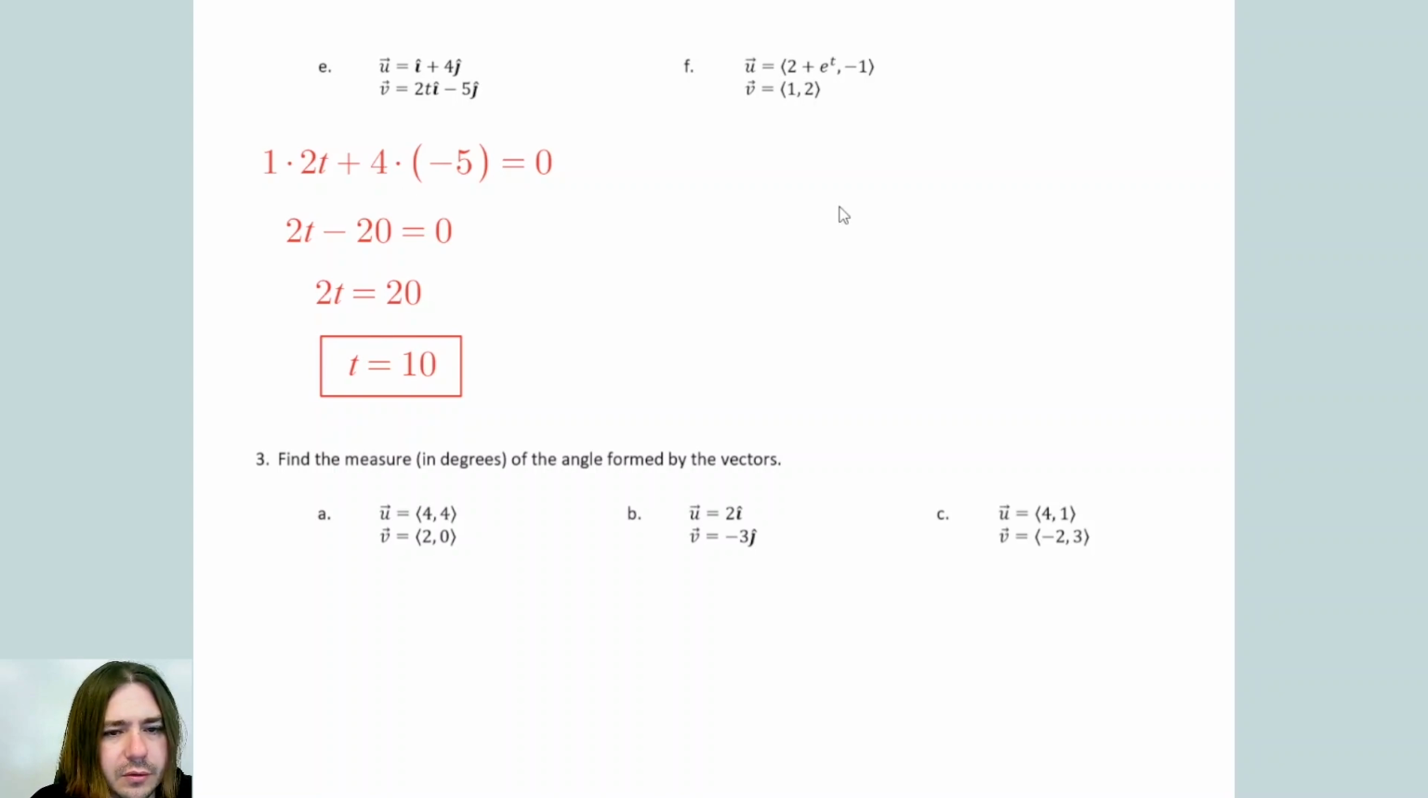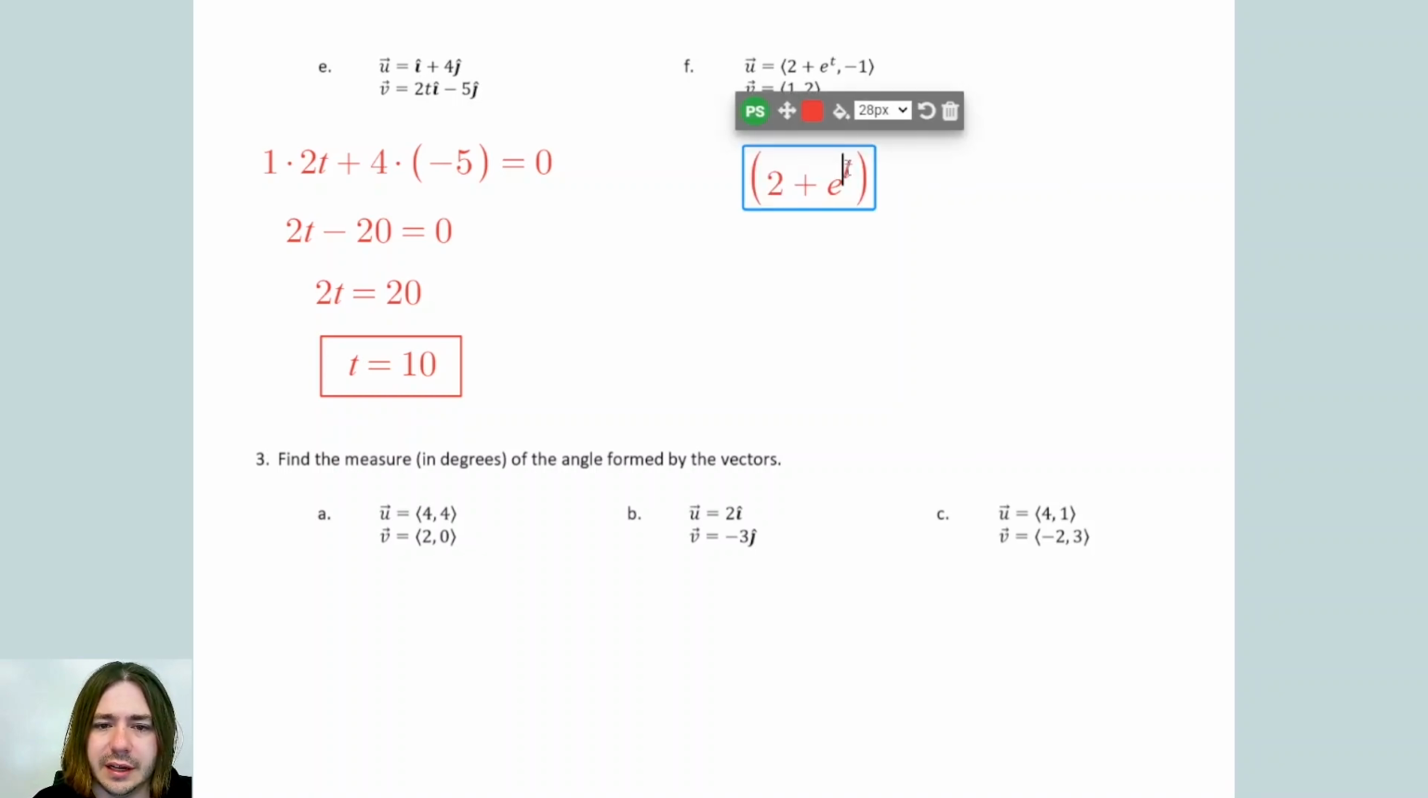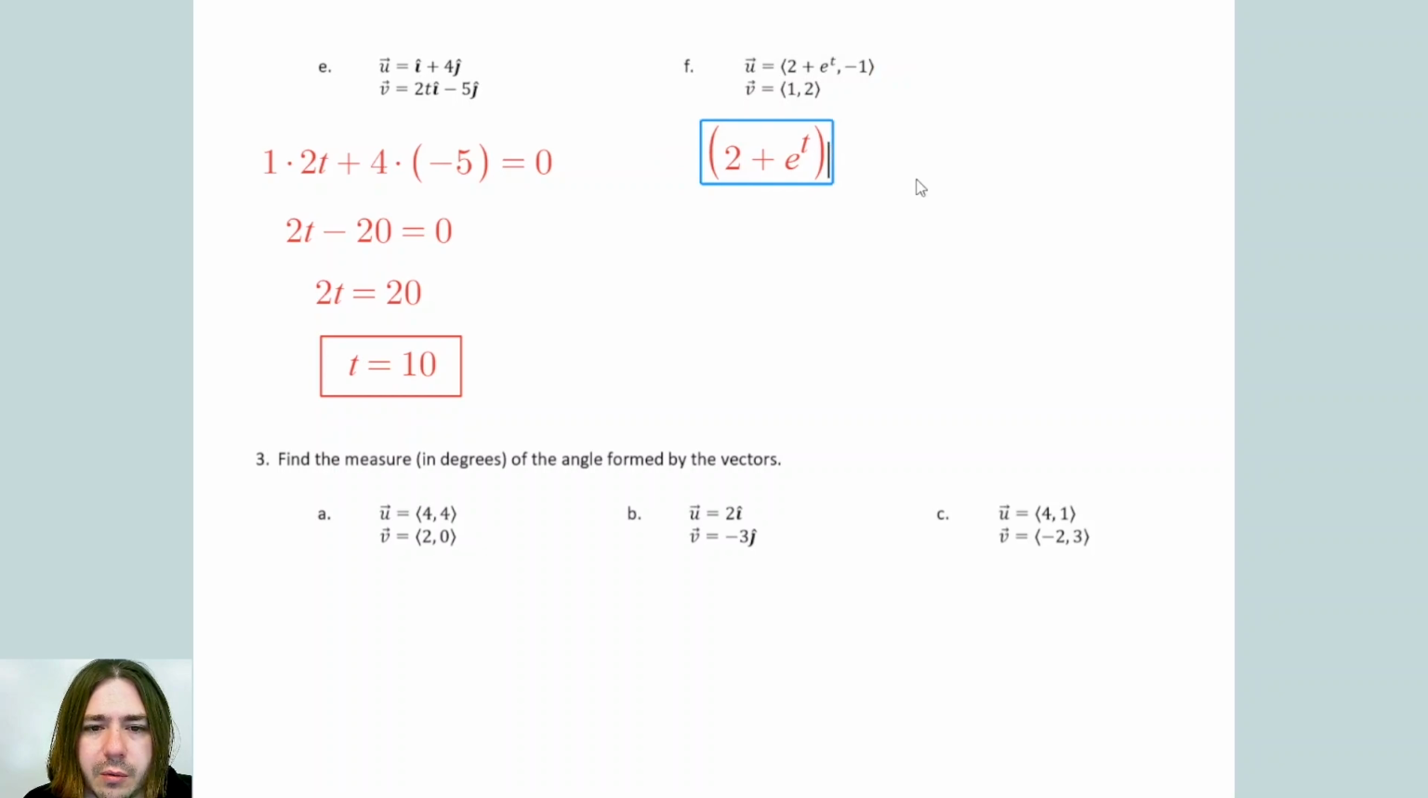For F, we'll set it up similarly. Okay, so we got something kind of weird going on with F. We've got the horizontal component is 2 plus e to the t. Hopefully that doesn't cause too many problems here. It's probably been a while since you've solved any equations with the variable as an exponent. I mean, we haven't done it in this class yet, so the last time you would have done this was last year in Algebra 2. So I'll do a quick little review here, but I don't think this one's going to end up being too complicated. Anyway, that times 1 plus negative 1 times 2.